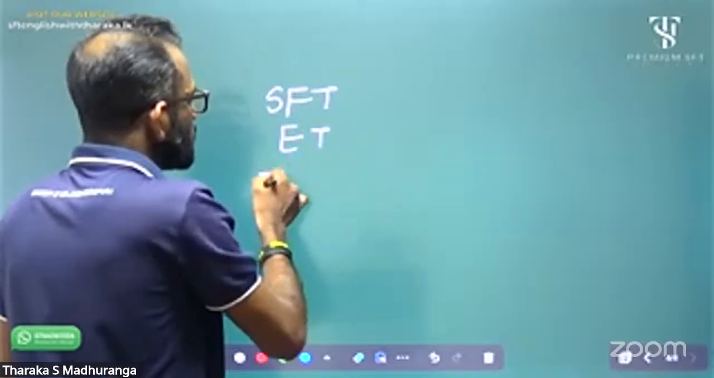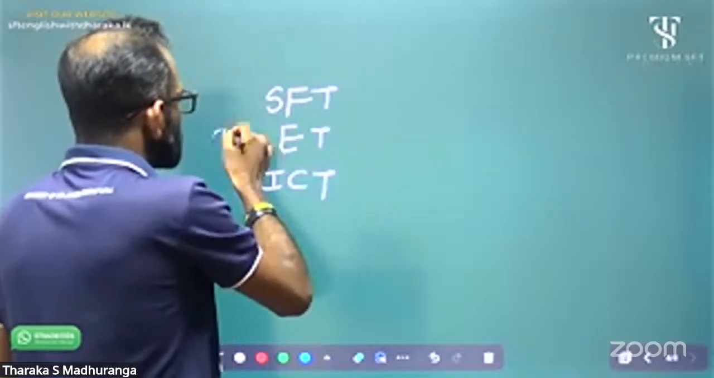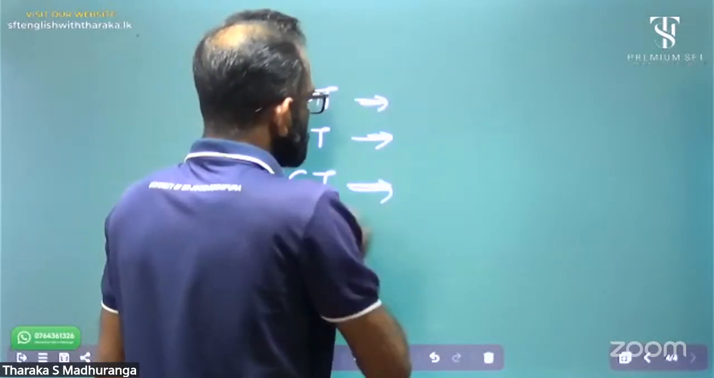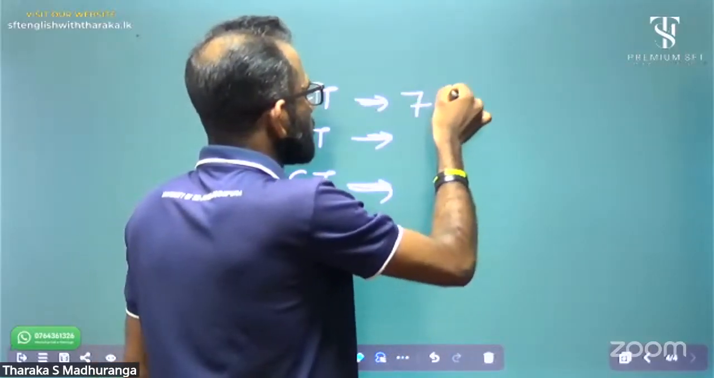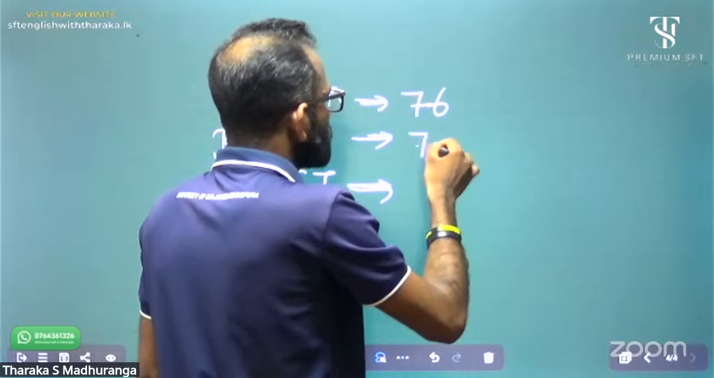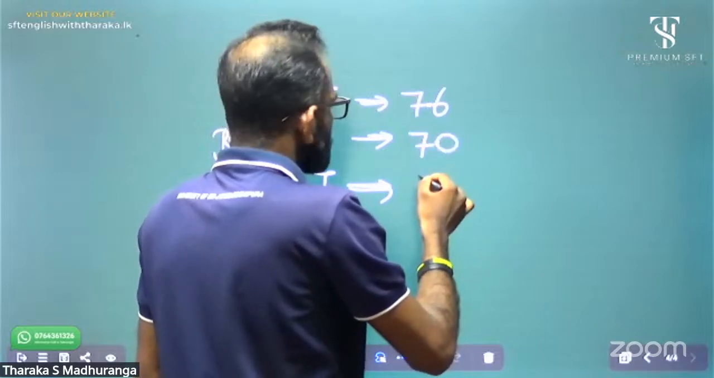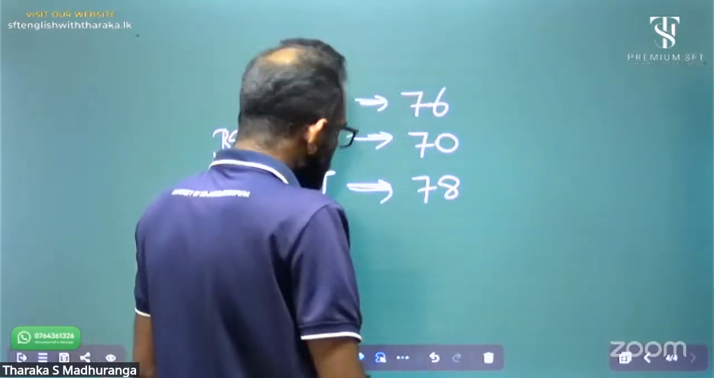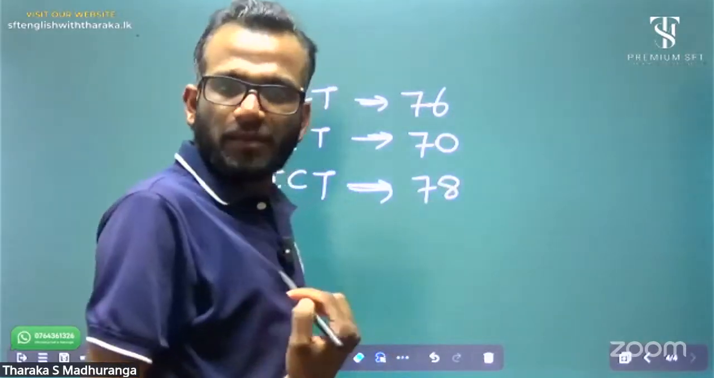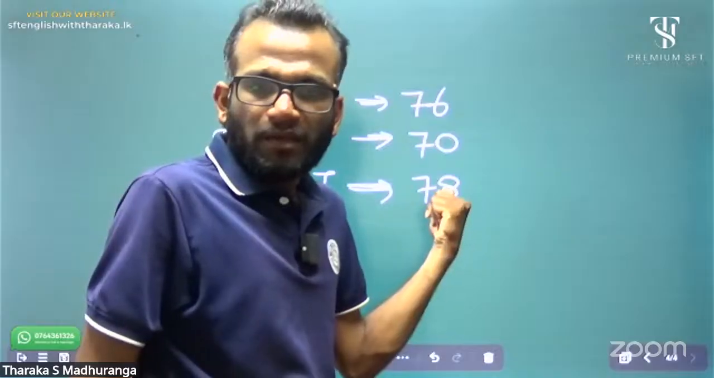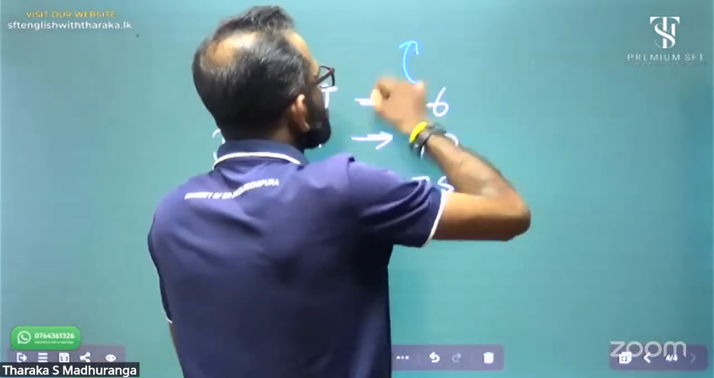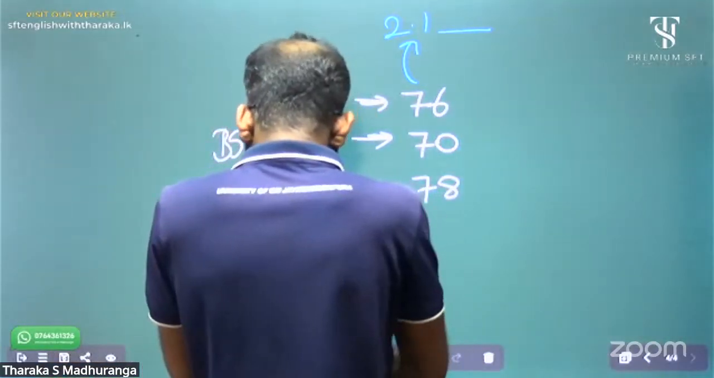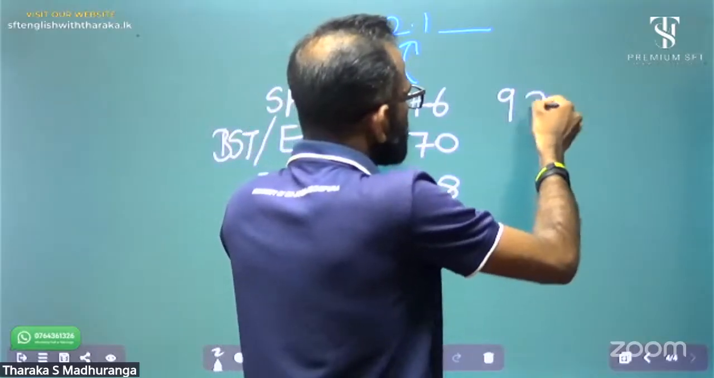Think, if you got 76 for SFT, for ET 70, and for ICT 78 type marks, how about your result? AAB, you have 2 A passes and 1 B. Okay, with this type of result, how about this Z value? About 2.1.